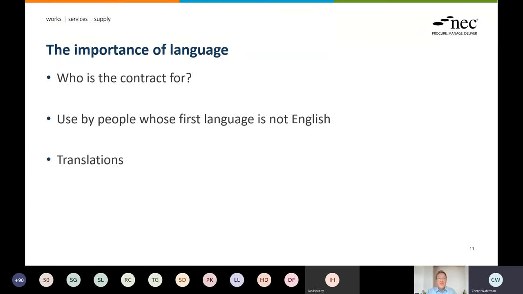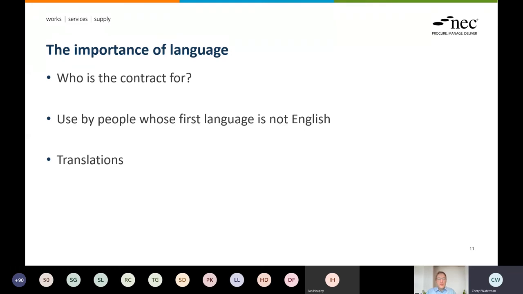And the drafting style of NEC is very good in that respect. It's approachable, easy to understand, and it also makes it easy to translate. Subject, of course, to getting NEC permission for doing that. And in some places, translation is compulsory.